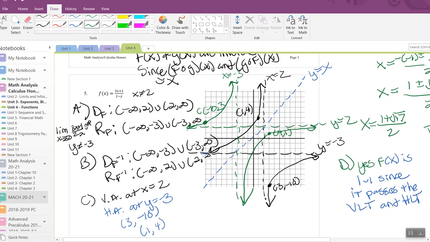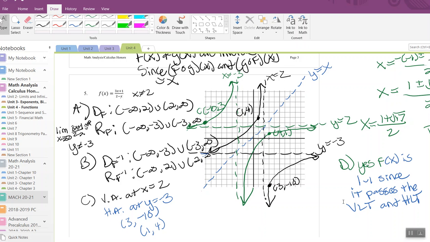And then it goes towards the horizontal asymptote and towards the vertical asymptote. And notice, you got a reflection there. If you notice, they're all kind of in a line. So the answer to the question in D, is it 1-to-1? The answer is yes, because if you do the vertical line test and the horizontal line test on the original function, it passes the vertical and horizontal line test.